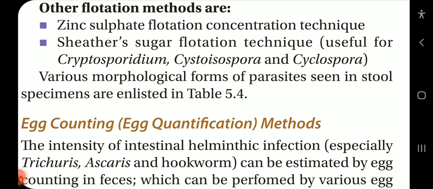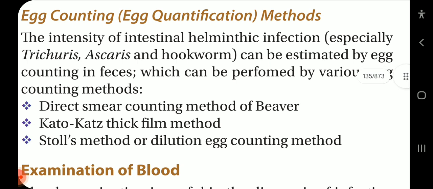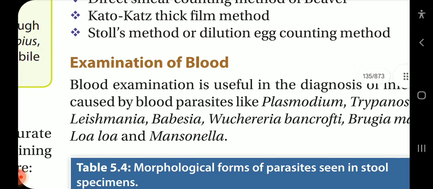Various morphological forms of parasites seen in the stool specimen are listed in the table. Now, egg counting, the egg quantification method. The intensity of the intestinal helminthic infection, especially Trichuris, Ascaris, and hookworm, can be estimated by egg counting in the feces, which can be performed by various egg counting methods: direct smear counting method of Bavier, Kato-Katz thick film method, Stoll's method, or dilution egg counting method.